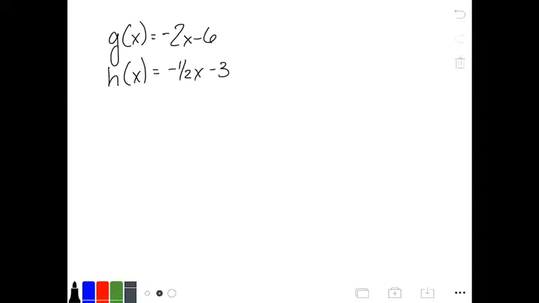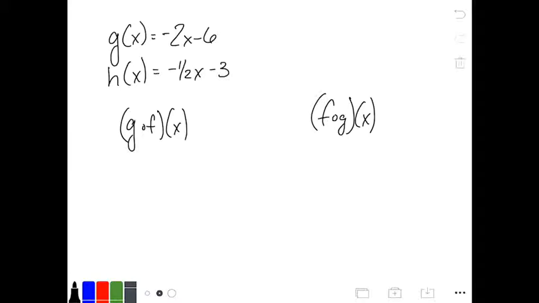Now don't freak out about the fraction. It'll be okay. Remember to test to see if they are inverses or not. You literally have to solve two things. I have to solve for g of h of x, and I have to solve h of g of x. You solve for both of them. And if both of them equal x, then they are inverses. If both of them equal anything but x, they are not inverses.